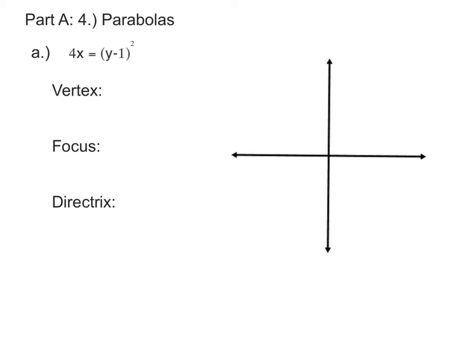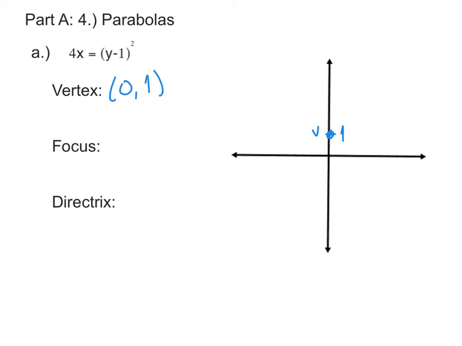Now, when it comes to that x, I'm not talking about the 4 that's in front of it. I'm talking about any term that's added to it. So, since there's nothing added to the x, our x coordinate is going to be 0. And since the y is y minus 1, that means the y coordinate will be positive 1. So I'm going to quickly come over and plot 0, 1. That's where my vertex is going to be.